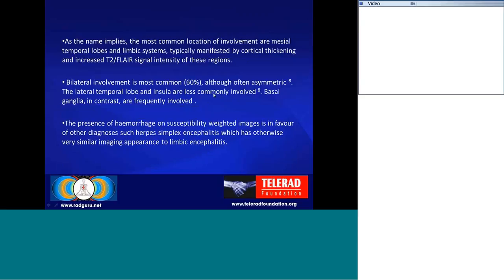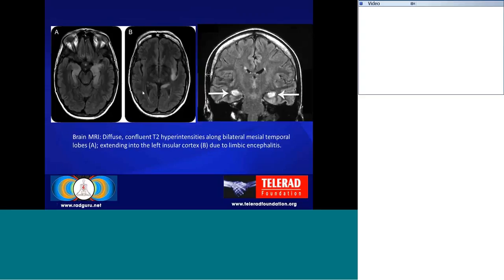Bilateral involvement is the most common. Although there can be asymmetrical involvement, the lateral temporal lobes and insula are not involved. The herpes simplex virus involves the lateral temporal lobe and insular cortex. The basal ganglia are sometimes involved. The presence of hemorrhage on susceptibility weighted images is in favor of a diagnosis such as herpes simplex encephalitis, which has very similar imaging features to limbic encephalitis.